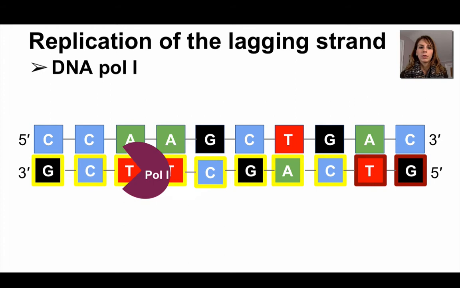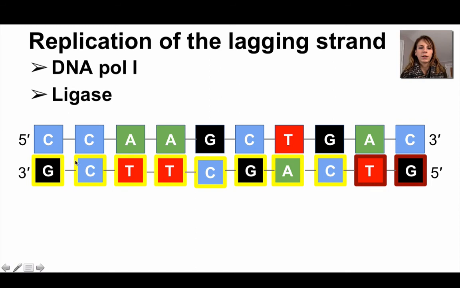But what it can't do is make this last connection. So you see that there's a space here. So this space needs to get addressed, right? And there's another enzyme called DNA ligase that comes in and takes care of this. It seals the backbone of the DNA. So now this DNA is in a continuous piece.